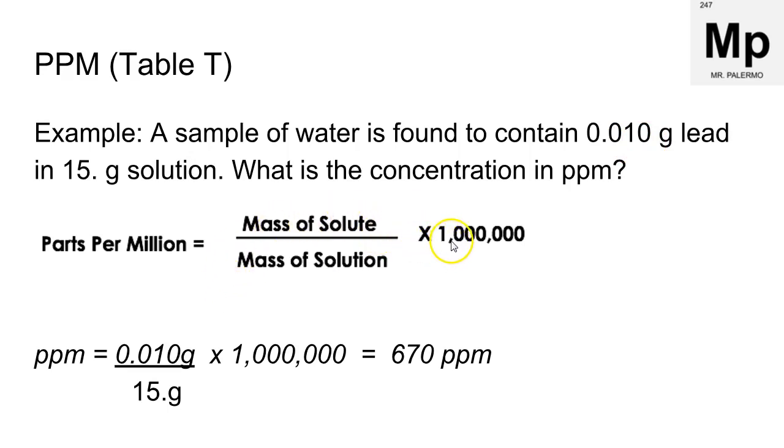And then don't forget times a million. It's 1 and 6 zeros. Always make sure that you've done that correctly. So I always suggest plugging into your calculator twice. So this divided by this times a million gives me 670 parts per million, ppm.